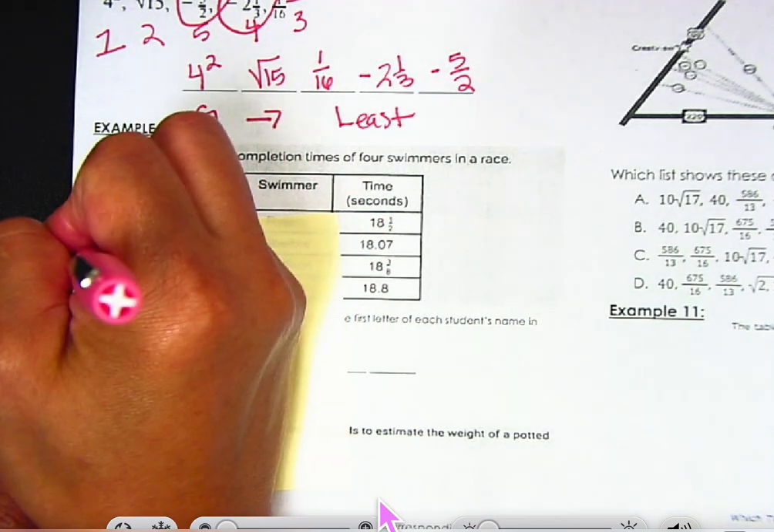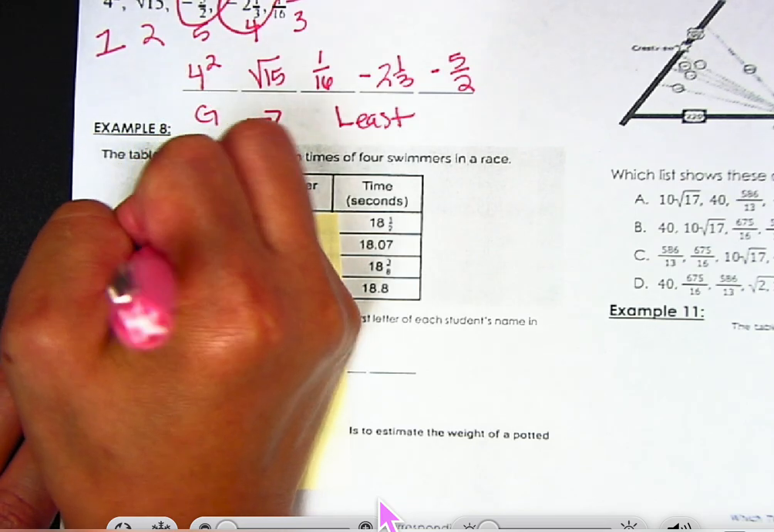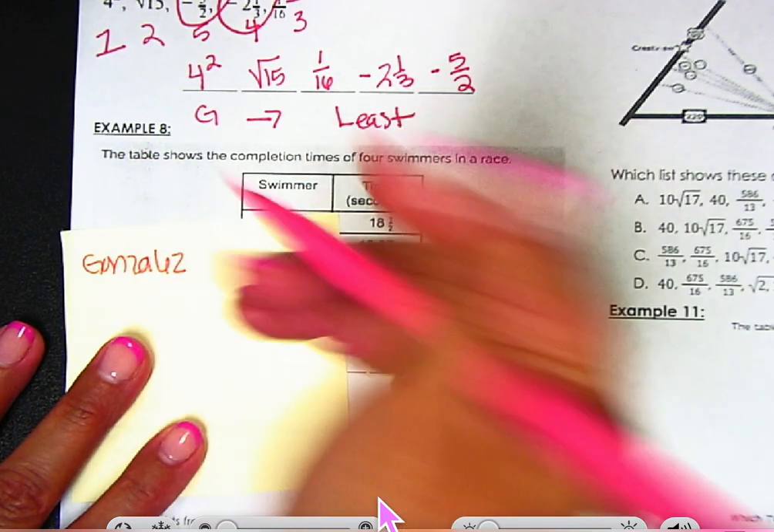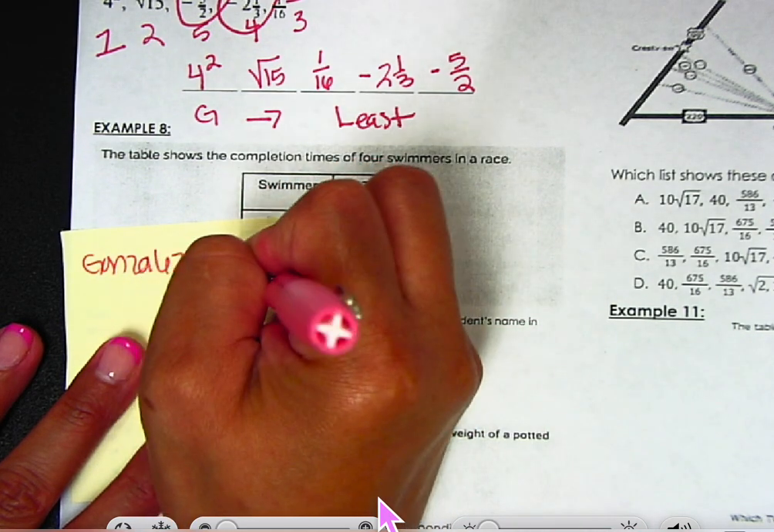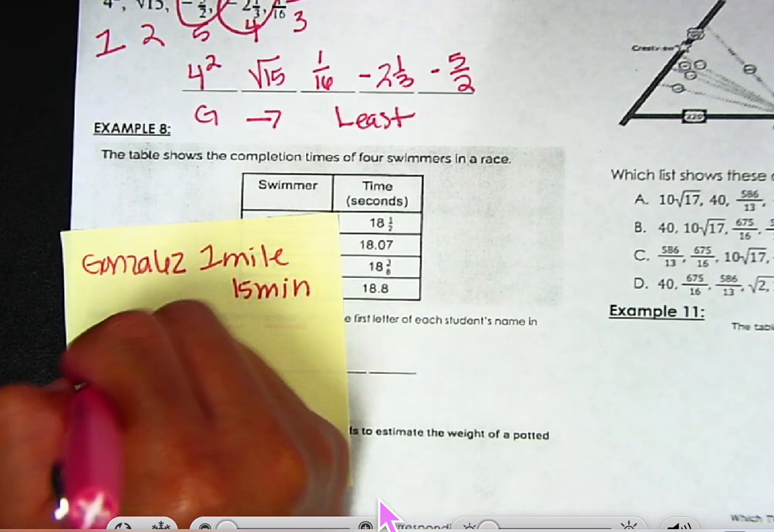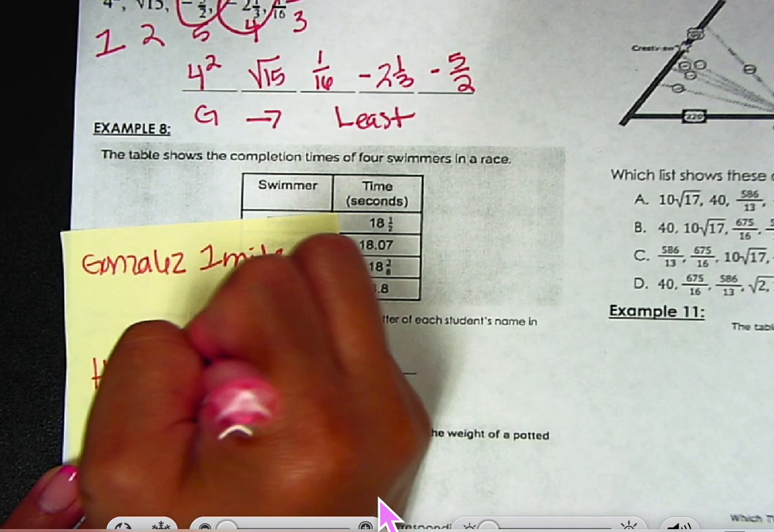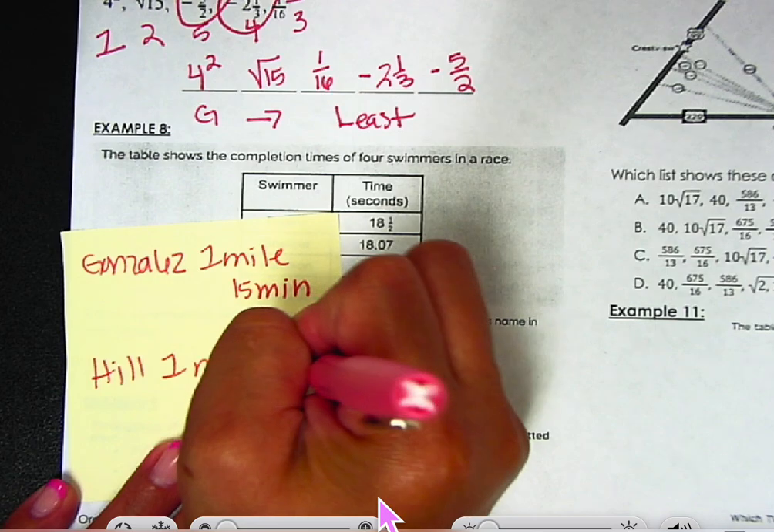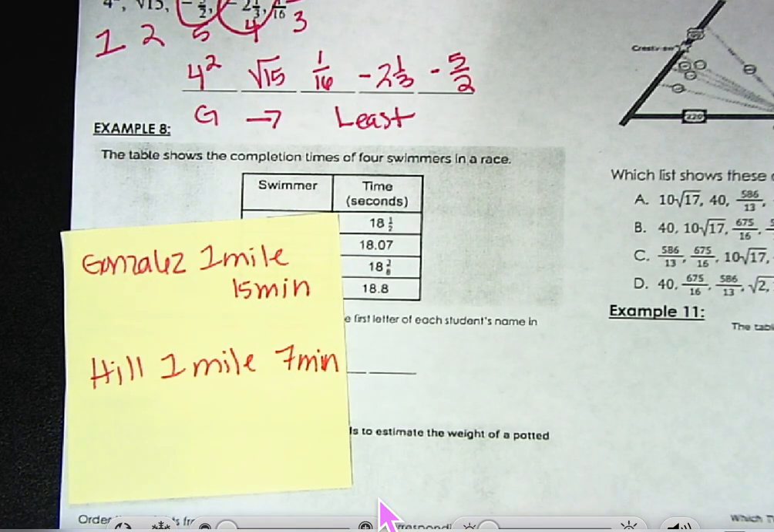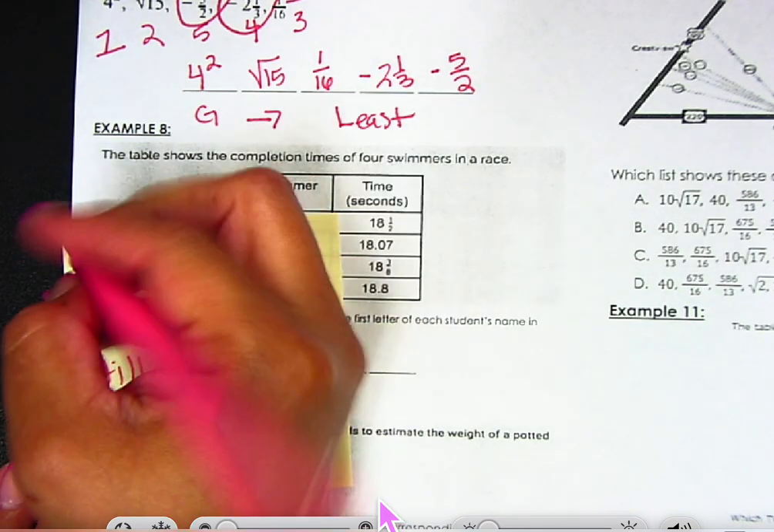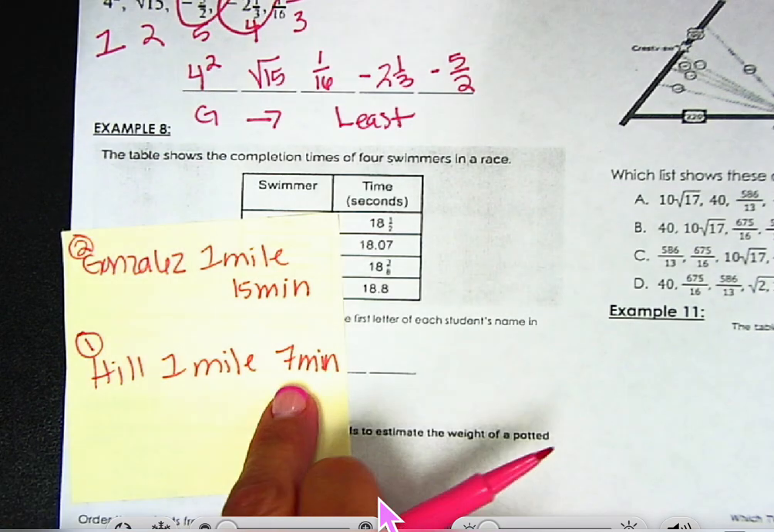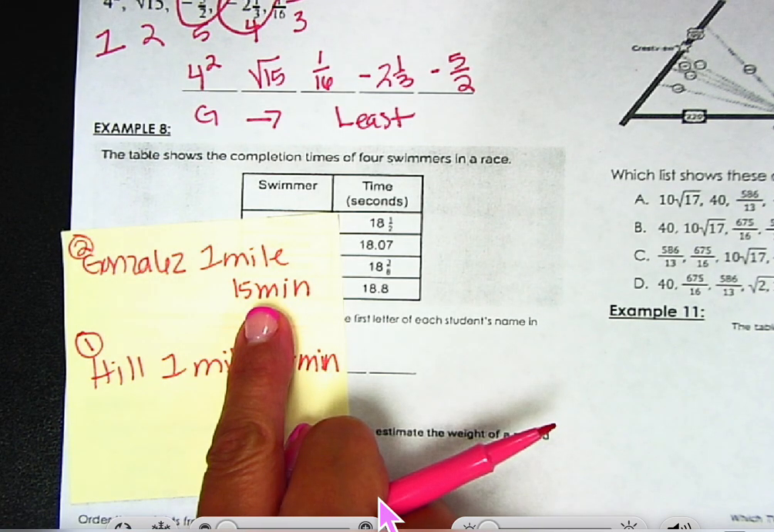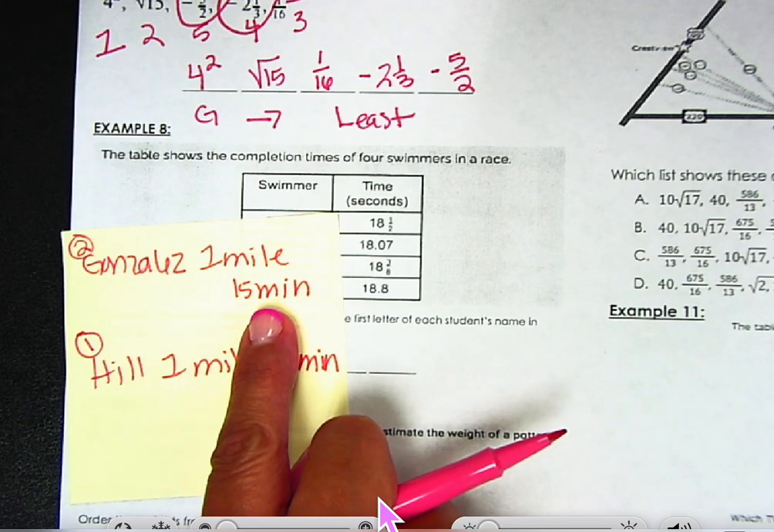So let's say that I, Ms. Gonzalez, ran 1 mile in, let's say, 15 minutes, okay? And then Ms. Hill ran 1 mile in 7 minutes. Who's the fastest, Miss Hill or me? Miss Hill got there fastest, so she's the fastest and I'm the slowest. So the fastest rate is 7 and the slowest rate is 15. That means it's from least to greatest.